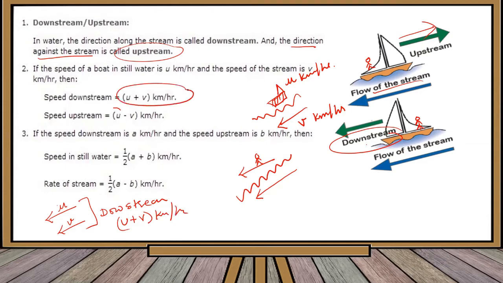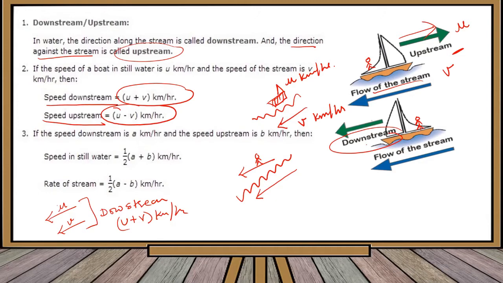Understood? When you go upstream, obviously you are going against the flow of the water. So when you go against the flow of the water, your speed will decrease. So your speed decreases to u minus v. That means the speed of the boat in still water, minus the speed of the stream. Understood? Only two important things that you need to remember. During downstream, add the speeds. During upstream, subtract the speeds. That's it. That is the only concept that you need to remember in these questions.